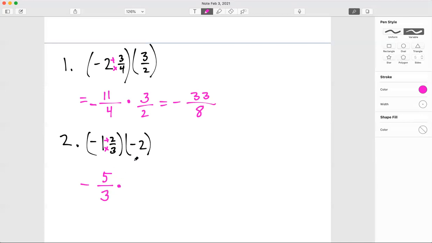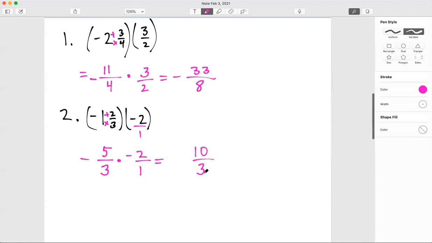Then we're multiplying, right? Well, how do you multiply by just a whole number? We put it over 1. -2 over 1. Don't forget the negative sign. 5 times 2 is 10. 3 times 1 is 3. We have a negative times a negative. That makes a positive. And 10/3 cannot be reduced. They don't have any factor in common.